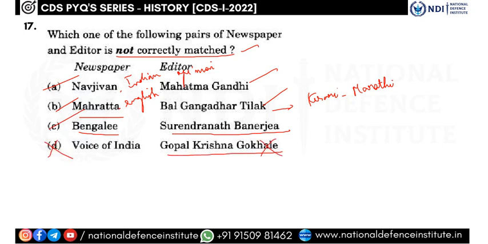This is a wrong answer. Why? Voice of India is a famous newspaper of Dadabhai Naoroji. It is not Gopalakrishna Gokhale's newspaper. Voice of India is Dadabhai Naoroji's newspaper. So D is wrongly matched. The answer is D.